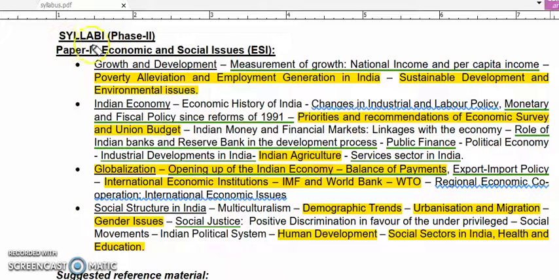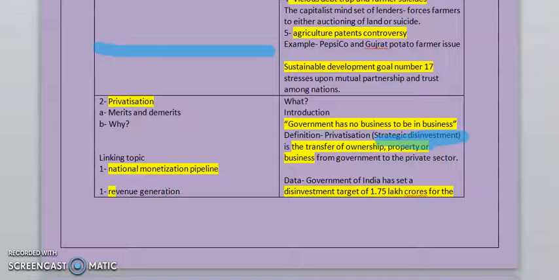Hello guys, this is the Economics and Social Issues syllabus of RBI Grade B, and today our descriptive topic will be related to the public finance part of the RBI Grade B syllabus. It will be privatization, as we all know that the government collects revenue by privatizing government-owned companies. So today we will do the descriptive topic related to privatization, which our government also calls disinvestment.